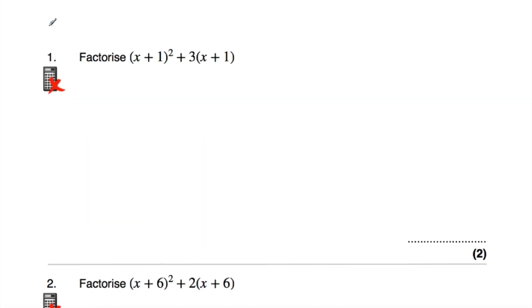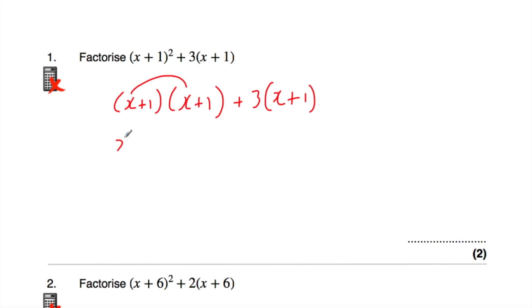Okay, let's have a look at our first question, question number 1. We've been asked to factorise (x + 1) squared plus 3(x + 1). Now, one approach I could use here is to expand this. So we've got (x + 1) squared, so I could write (x + 1)(x + 1), and then plus 3(x + 1). We could expand this: x times x is x squared, x times 1 is plus x, 1 times x is plus x, and 1 times 1 is plus 1.